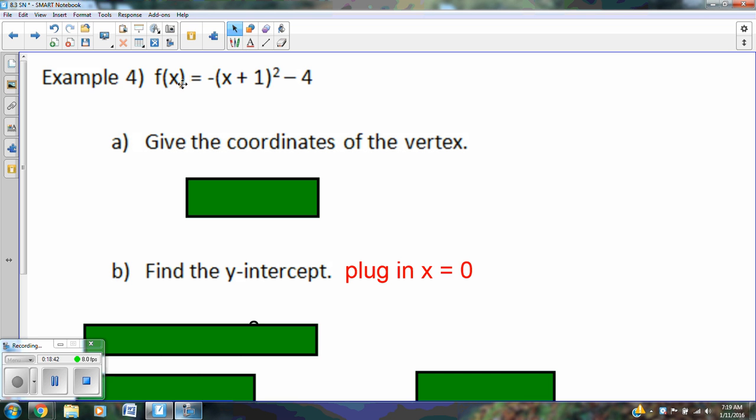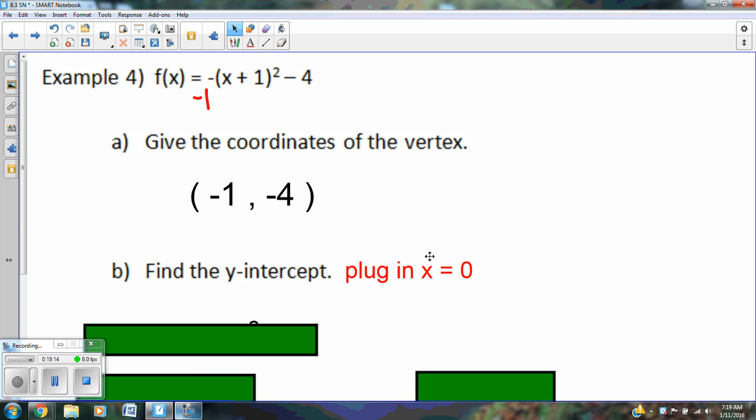Example number 4, again, f of x, you can treat it as y, equals a negative, and if it helps you, remember, you can think of this as a negative 1 on the outside, negative 1 times this amount, x plus 1 squared, and then minus 4. There's a plus 1 on the inside, and a minus 4 on the outside. What are the coordinates of the vertex? Remember, it's the opposite of this and this one exactly. So it's going to be negative 1, negative 4. This is going to be our starting point of this parabola.